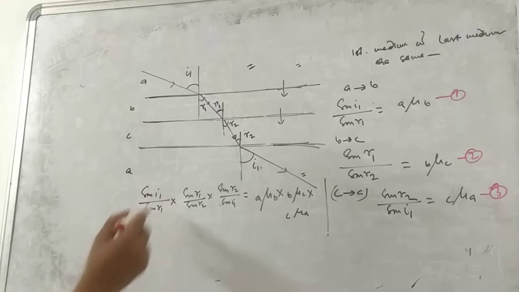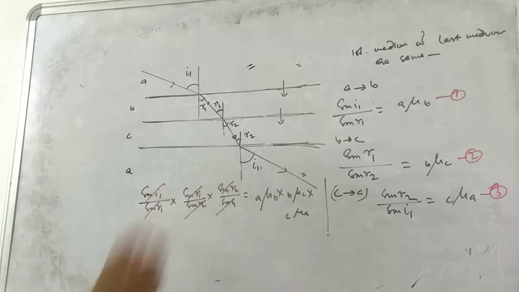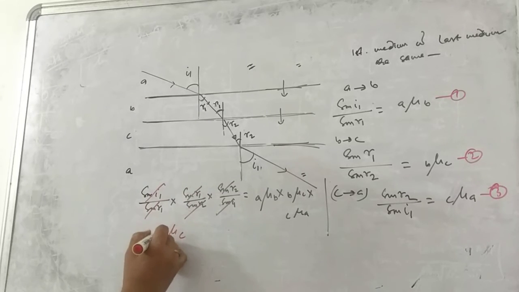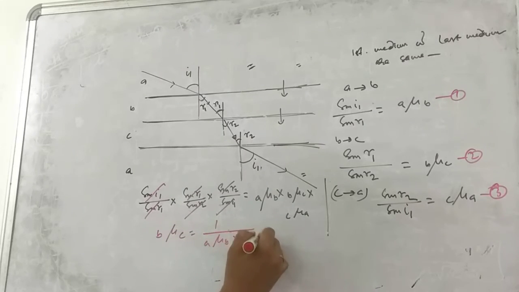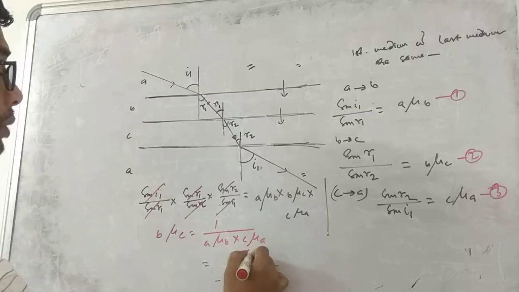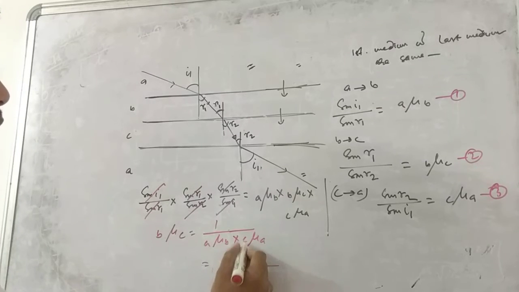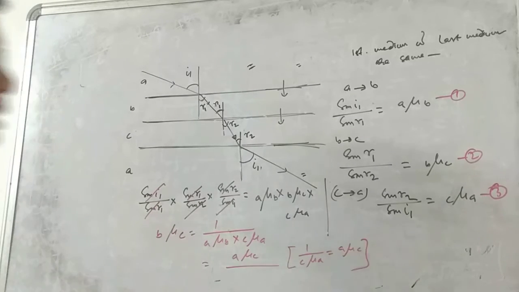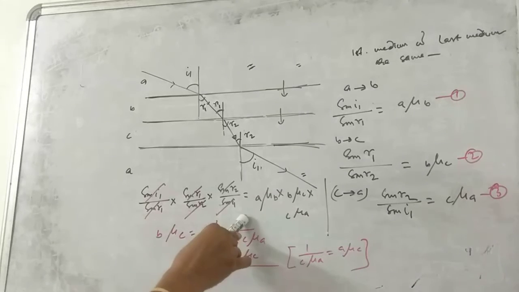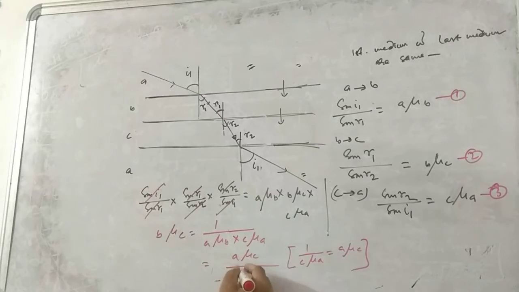Now you see this cancels, the whole term becomes 1. That means mu C with respect to B is equal to 1 by mu B with respect to A into mu A with respect to C. And you can write this as mu C with respect to A. So 1 by mu A with respect to C is nothing but mu C with respect to A. Using this concept, this denominator comes to the numerator as mu C with respect to A, divided by mu B with respect to A. So B mu C is nothing but mu C with respect to A divided by mu B with respect to A.